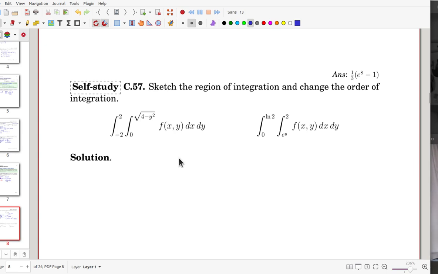Okay. Now, sketch the region of the integration and change the order of integration. You can do it easily. x is, okay, for that one.